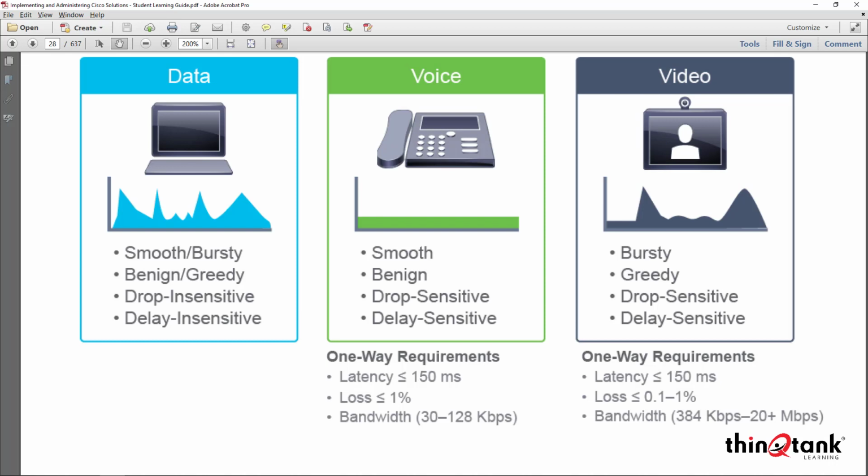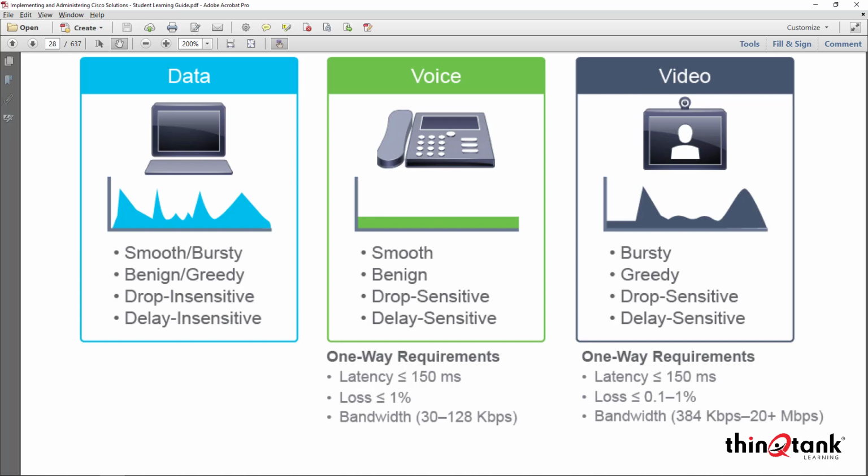But the other nature of data is that data tends to be rather mixed in its format and its size. So that's something that we have to consider as well. Some data applications require a lot of bandwidth. They can be very bursty. The datagrams themselves can be very large. So we have to consider the impact of having those large datagrams in our network on some of the other applications that are delay sensitive or drop sensitive or time sensitive.